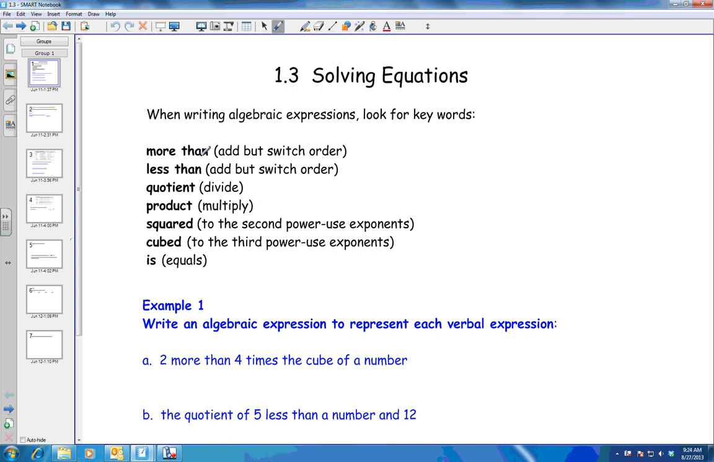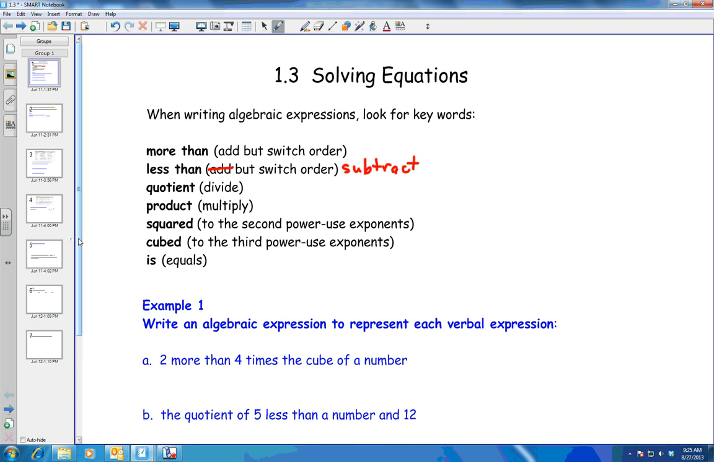Less than means subtract. I don't know why I put add there. You need to change that to subtract. Okay, because less than means we're going to subtract and we're going to switch the order. Quotient means divide. Product, remember, means multiply. Squared means it's something to the second power. We're using exponents. Cubed means something to the third power. And anytime we see the word is, we're going to put an equal sign.